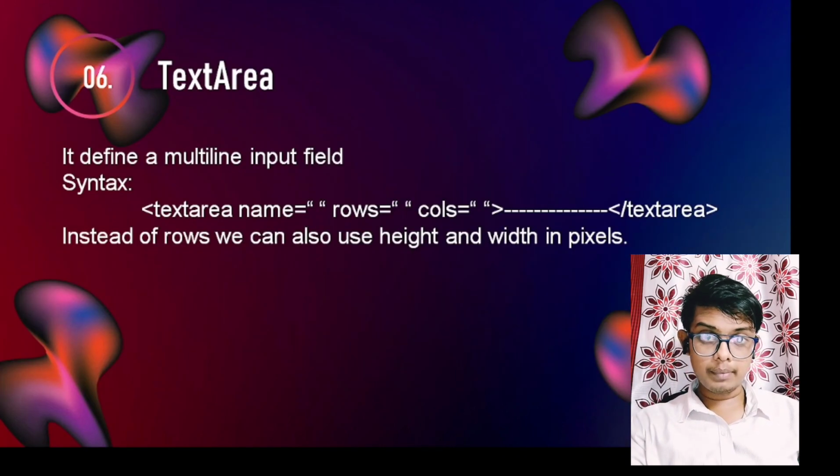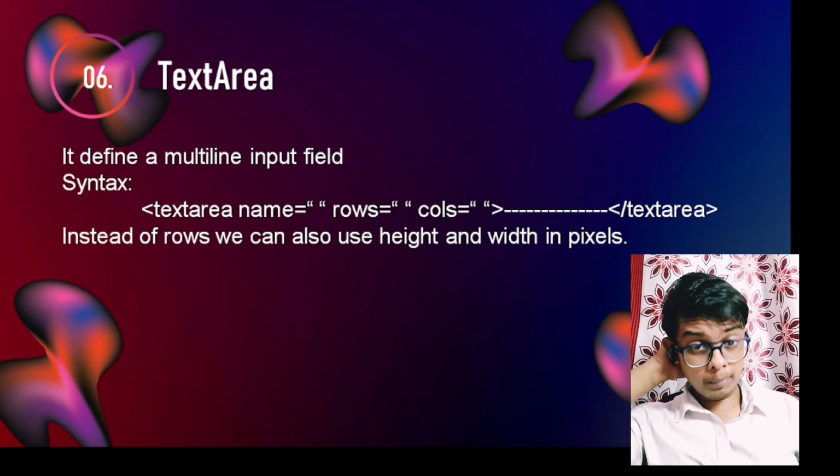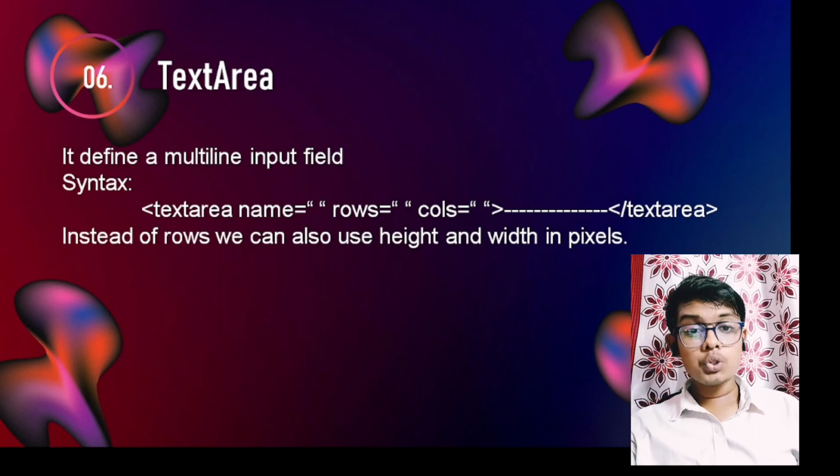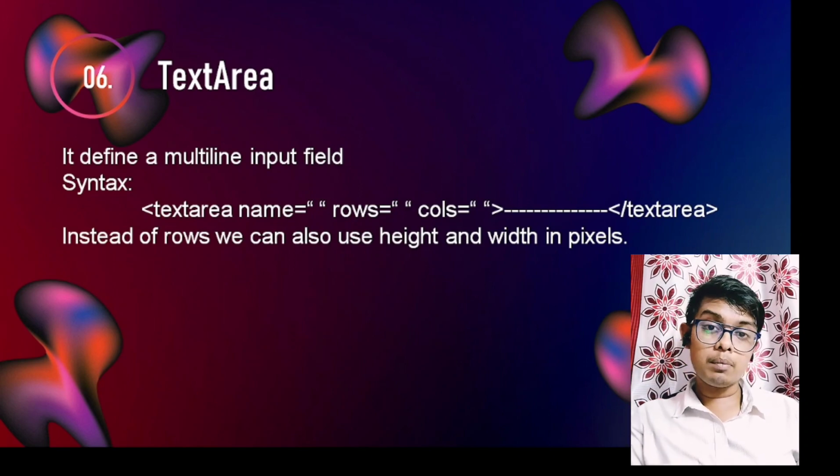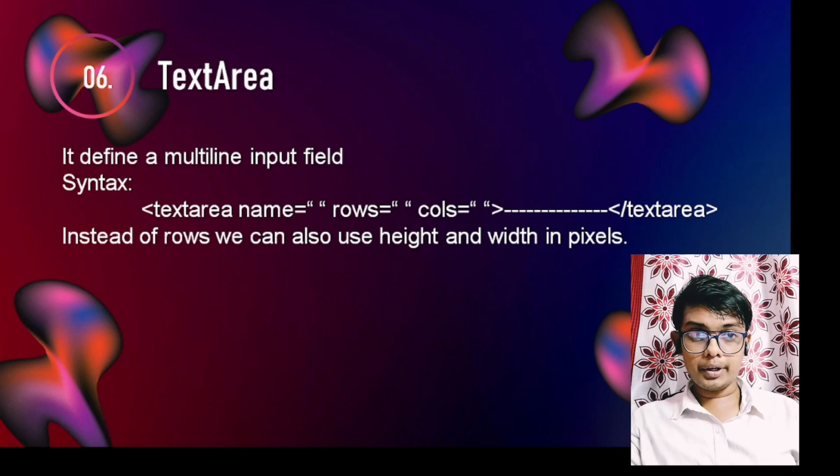Let's move to the next element, text area. A text field provides only one line of text, so to provide multiple lines of text we use text area. The syntax is textarea rows equal to, cols equal to, and in between the tags you can write whatever you want. Close the text area. With rows and cols we can give the size of the text area, and also with height and width we can give the size.